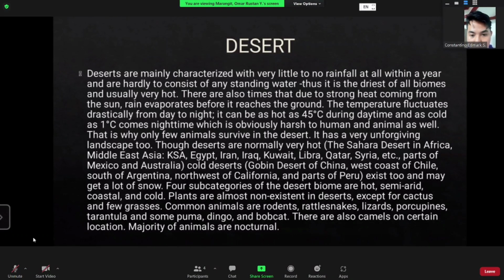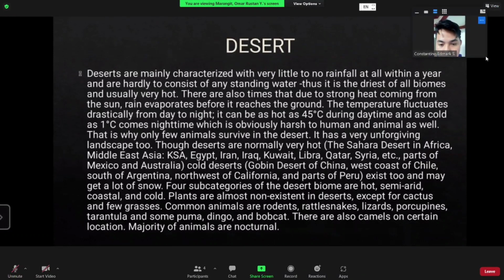There are also times that due to strong heat coming from the sun, rain evaporates before it reaches the ground. The temperature fluctuates drastically from day to night. It can be as hot as 45 degrees Celsius during daytime and as cold as 1 degree Celsius comes nighttime, which is obviously harsh to human and animal as well. Meron naman nabubuhay na hayop dito, kaso onti lang. And halos walang nakatira dito sa desert kasi mahirap talagang mabuhay kasi lack of water or kulang sa tubig. That is why only few animals survive in the desert. It has a very unforgiving landscape too.